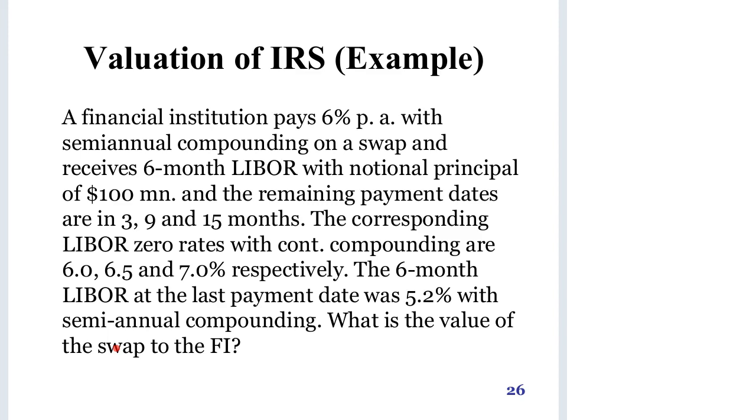Pay 6% with semi-annual compounding on a swap and receive 6-month LIBOR with notional principal of 100 million. The remaining payment dates are in 3 months, 9 months, and 15 months. The corresponding zero rates with continuous compounding are 6, 6.5, and 7% respectively. The 6-month LIBOR at the last payment date was 5.2% with semi-annual compounding. This is what will be paid next, at the 3-month point. What is the value of the swap to the financial institution?